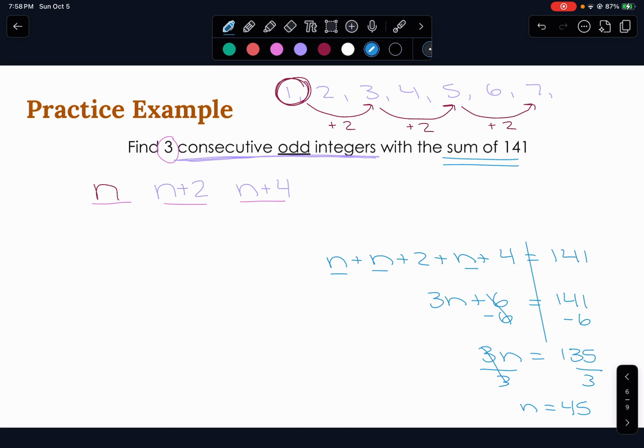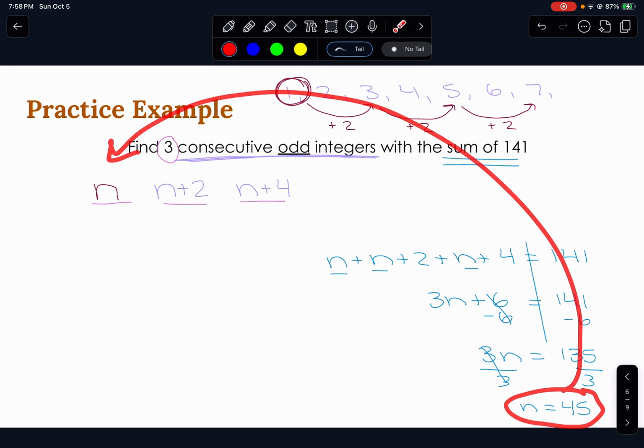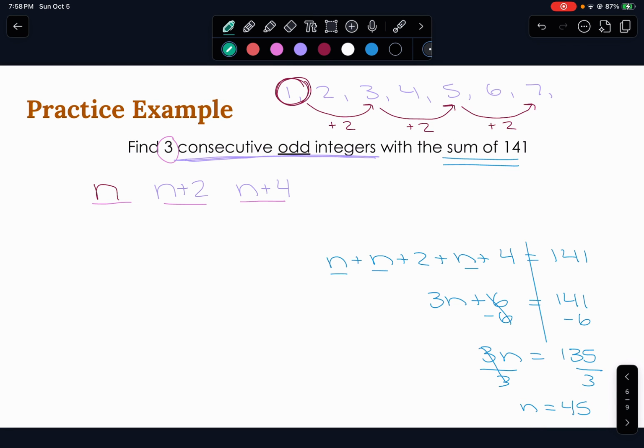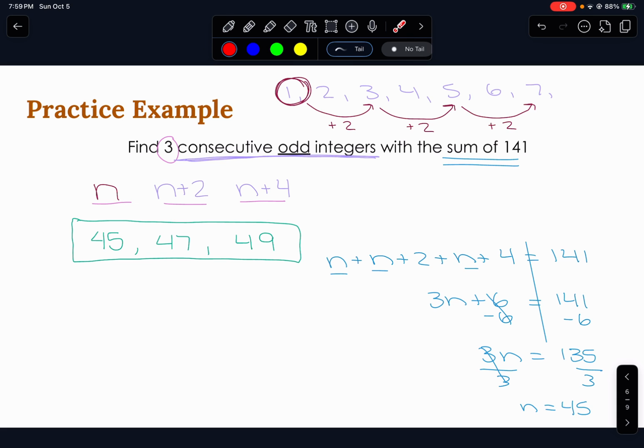But yet again, I didn't ask for you to solve for n. I asked you to find 3 consecutive odd integers. So I'm going to take that n and plug it into these 3 expressions up here for my final answer. So I know n I solved as 45. N plus 2, well, I know n is 45, so 45 plus 2 would be 47. And then n plus 4 should give me 49. Yet again, you can check, do all of these sum to 141? Yes, they do. And are they consecutive odd integers? Yes, they all are odd, and they do come right after each other. So good job.